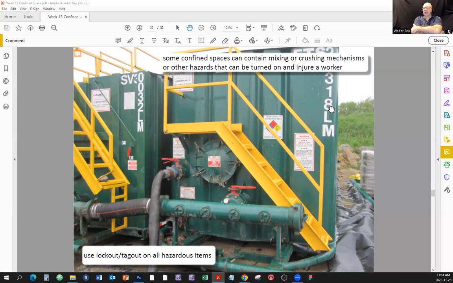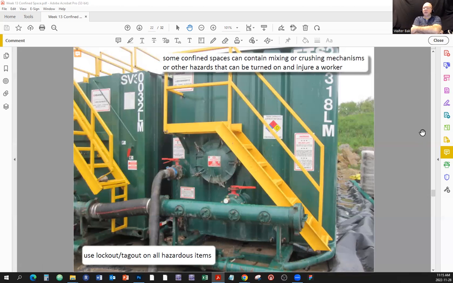So there could be something on a timer. There could be something that reacts to certain types of things. So we just have to make sure that none of that will happen while the work is being done in that type of confined space. This to me looks like some sort of garbage disposal, waste disposal crushing container, maybe, right? It could be manually turned on or could be automatic, I don't know these things, right? But it looks like something can crush you while you're there, right? So what do we have here? Use lockout or tagout on all hazardous items.